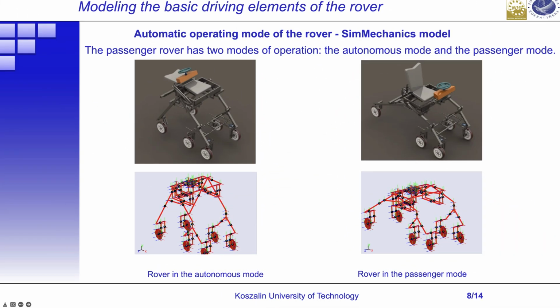The passenger rover has 2 modes of operation, the autonomous mode and the passenger mode. In autonomous mode, the actuators that change the wheelbase are shortened to the maximum, resulting in a shorter leg span and a taller overall vehicle. The length of the actuators and the positioning of the legs were modified in the simulation model, resulting in a model that reflects the rover in the second mode of operation.